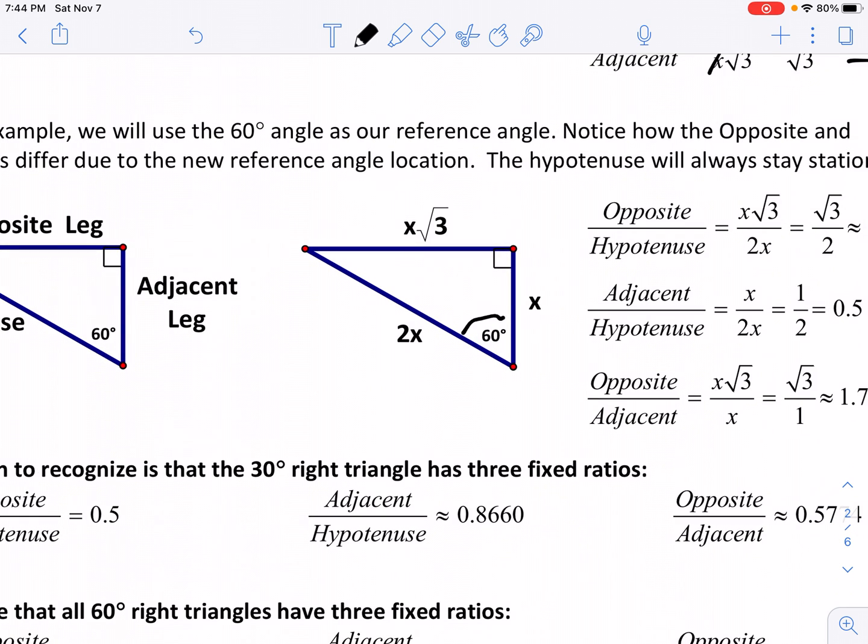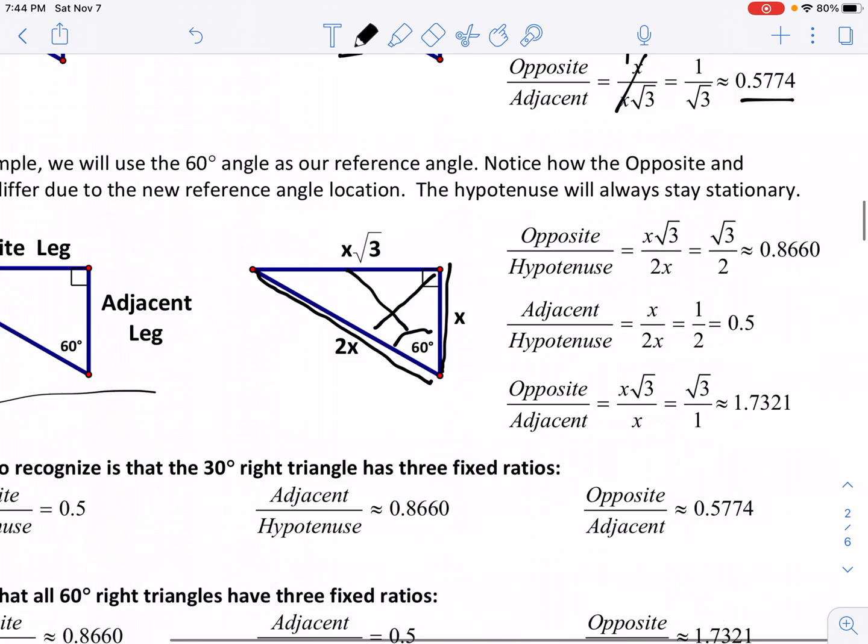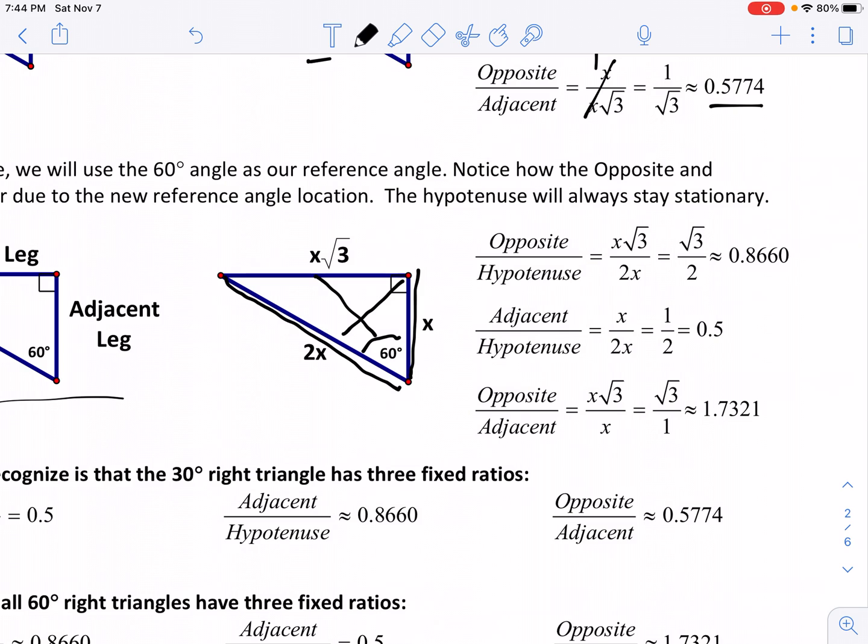changes things. Now, this guy is still the hypotenuse, 2x is still the hypotenuse. But the side opposite is now x square root of 3, and the side adjacent is now x. The side adjacent to our angle is now x, which is what we see here. Now again, following those ratios, if I take the opposite side, which is x square root of 3, divided by our hypotenuse, which is 2x, then we have this guy. The x's cancel out, and I get the square root of 3 over 2, which is this guy.